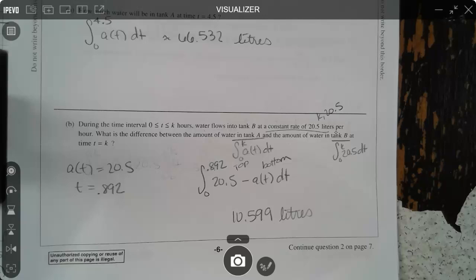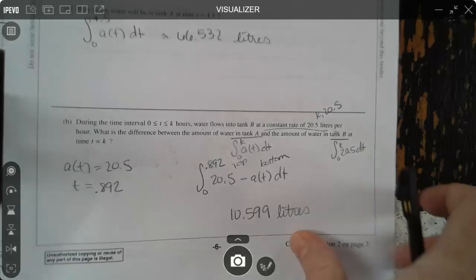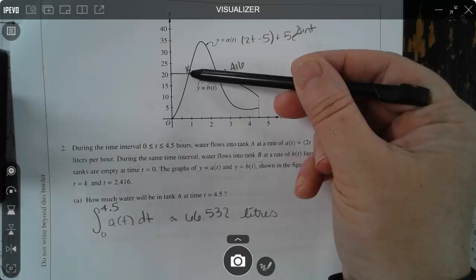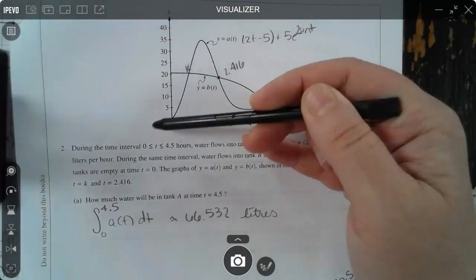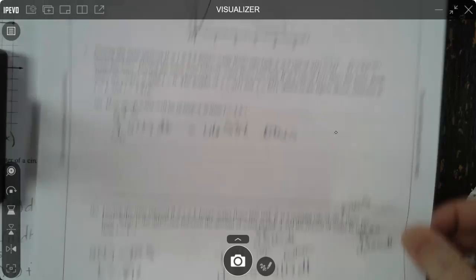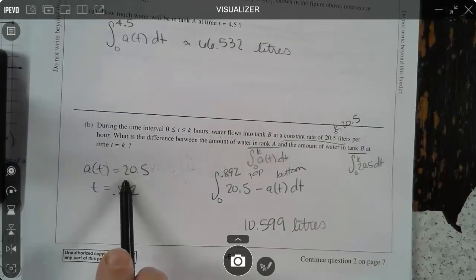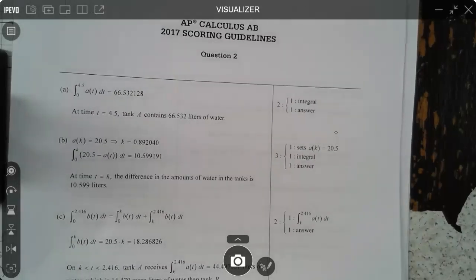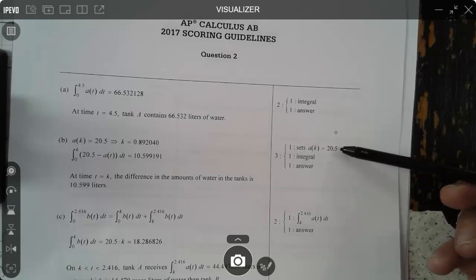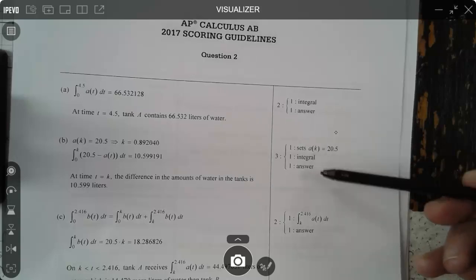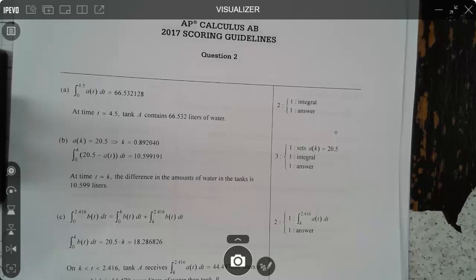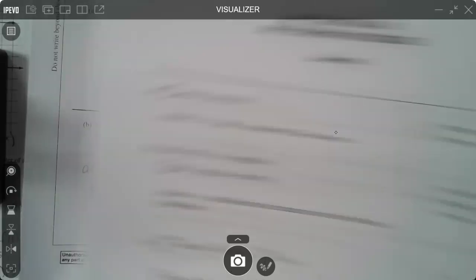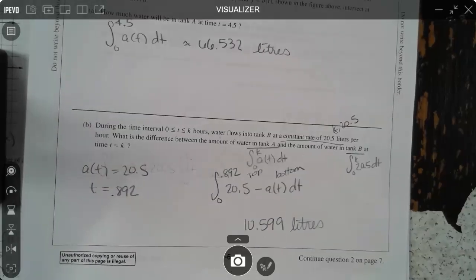That's exactly what you're doing. It's a wordy way of saying that you understand that where they intersect is where they equal, and then you're finding the area top minus bottom. 1 point for this, A of t equals 20.5. Here, I'll show you. A of k equals 20.5 is 1, the integral is 1, and the answer is 1. So we don't get a point for finding that upper bound, that 0.9. You would think you would, but you don't. But if you used it in your integral, you do. All right.